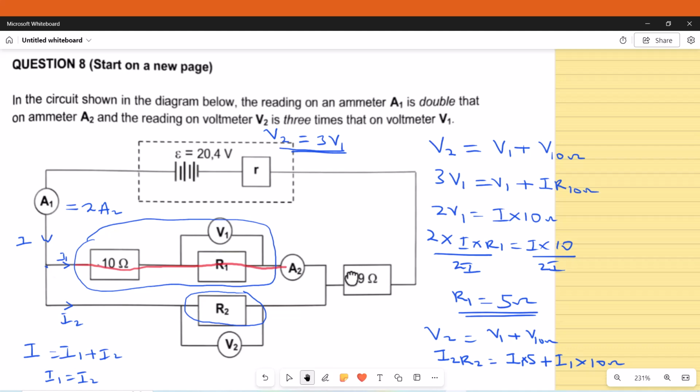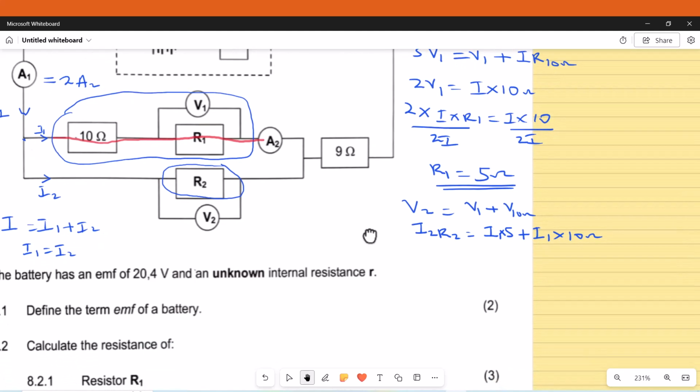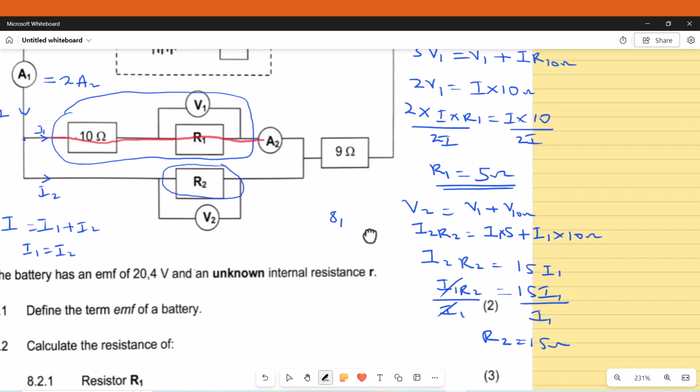So therefore, guys, I don't know if you see this, but these are like terms now. I have I2 times resistor 2. What is 5 plus 10? It equals 15 I1. But because I2 equals I1, it means I1 times resistor 2 equals 15 I1. So divide by I1 on both sides. So my resistor 2 becomes 15 ohms. So this was 8.2.2 for resistor 2. Alright, let us continue then.